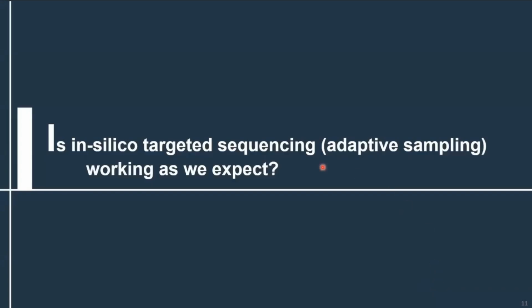Although adaptive sampling has the potential to enable simple, cost-effective sequencing of different DNA methylation markers, it is a largely untested technology used in forensic contexts. So the first thing we need to check is, does adaptive sampling work as expected?